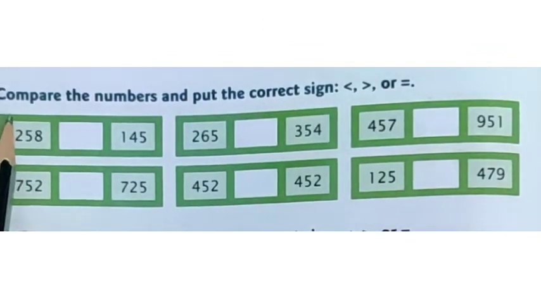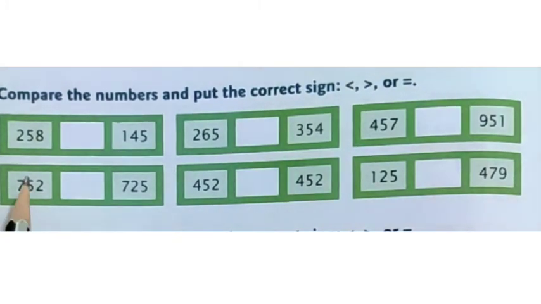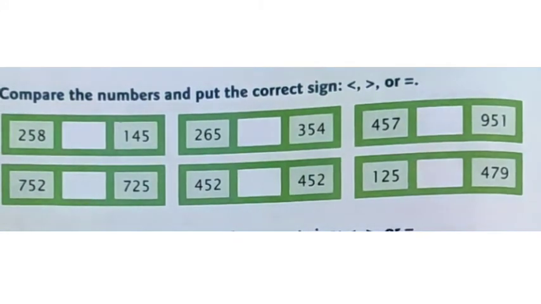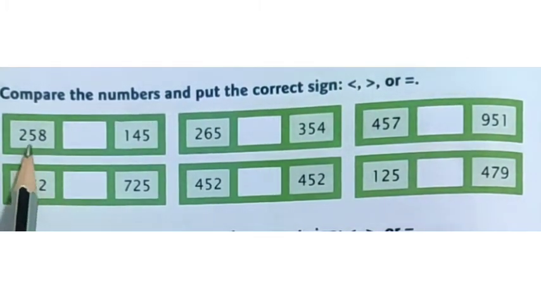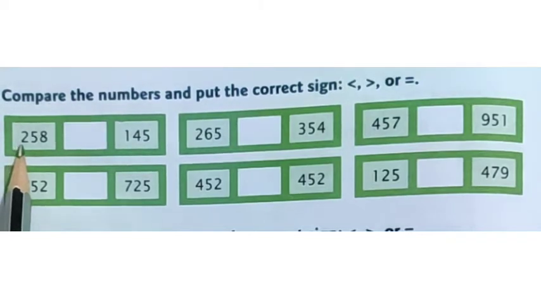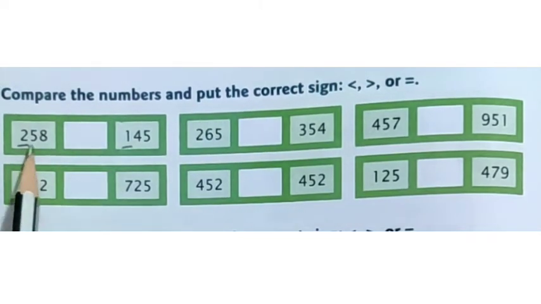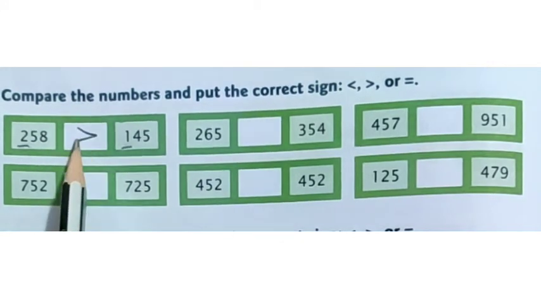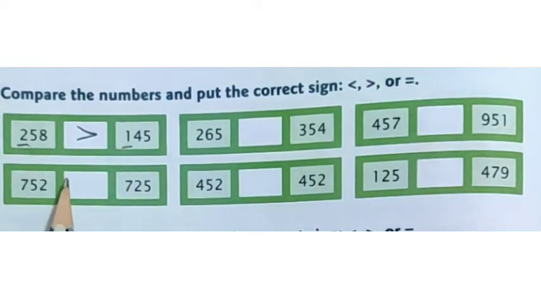Now let's move on to the second question. Compare the numbers and put the correct sign. Here they are given two numbers, that is 258 and 145. Here compare the hundreds place first, because both are 3-digit numbers. We have to compare the hundreds place. Here 2 is in the hundreds place. Here 1 is in the hundreds place. So which digit is smaller? Is it 1 or 2? It is 1. So write down the greater than sign. 258 is greater than 145.